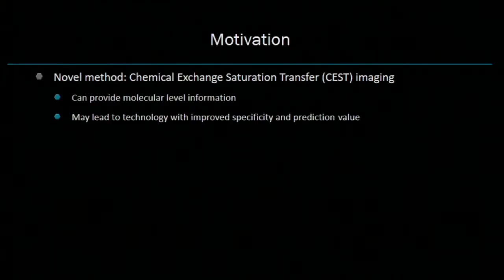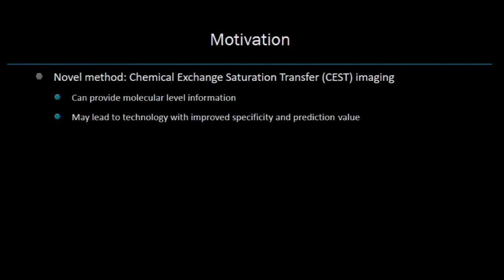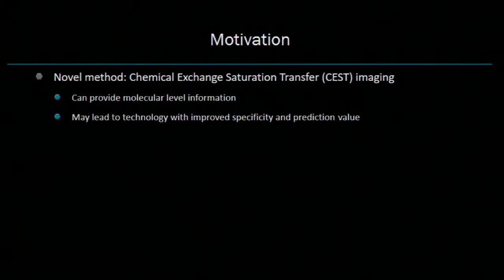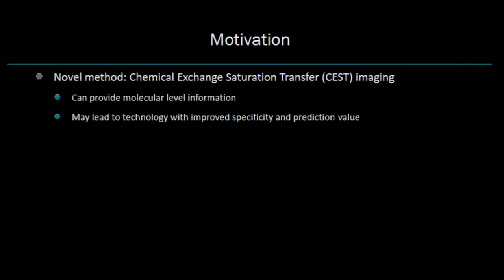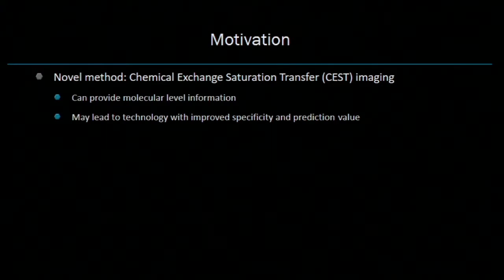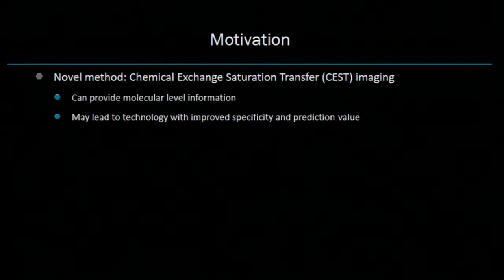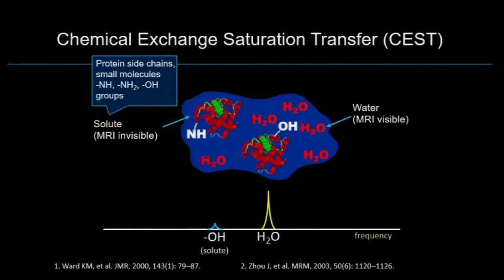Another potential method for breast cancer imaging is chemical exchange saturation transfer, or CEST imaging. CEST is a novel method for proton MRI. It can provide molecular level information which reflects the biocomposition of tissues. Hence, we believe that incorporating CEST imaging into the imaging protocol may lead to a technology with improved specificity and predictive value. So in the next 2 slides, I'd like to briefly introduce what CEST is and how we perform CEST imaging.